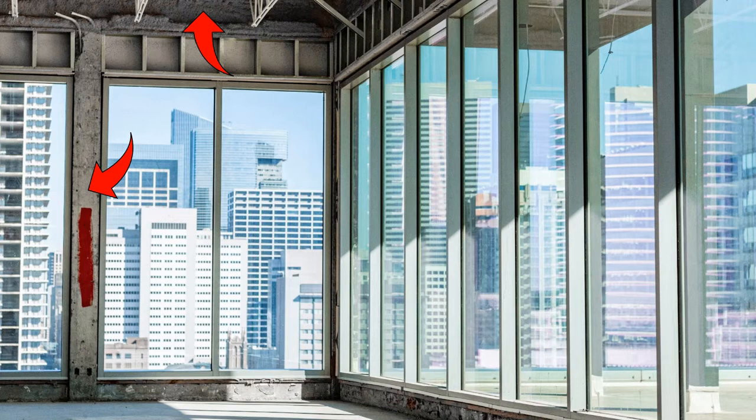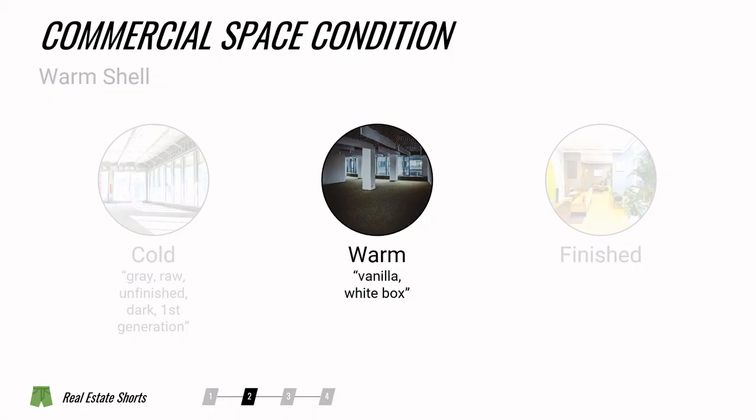Next is, what's the condition of the walls? So does it have drywall on it or not? How about the flooring? Is there any flooring installed at all, or is it just, again, the gray slab? And what about all of the typical fixtures that you would require? So internet or electrical or phone, are they actually already installed? Are they stubbed out for utilities or not?